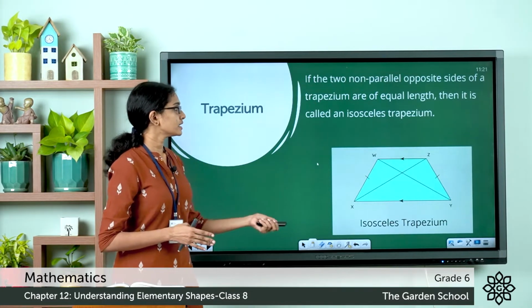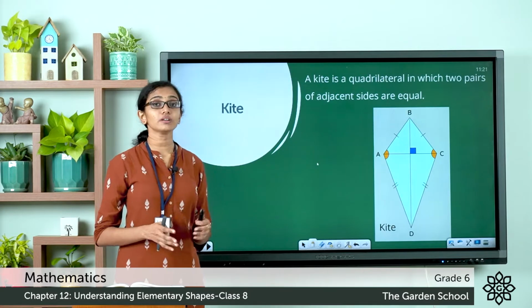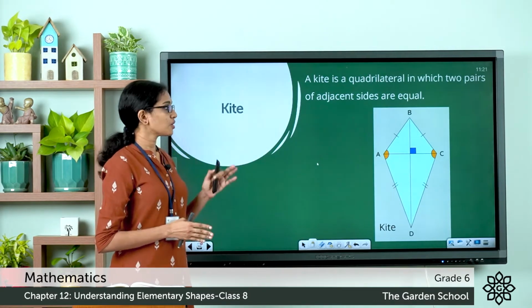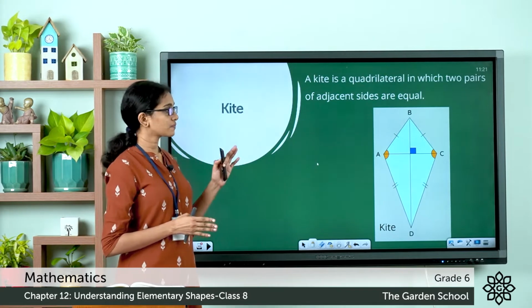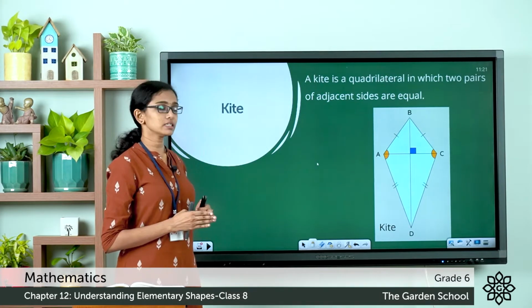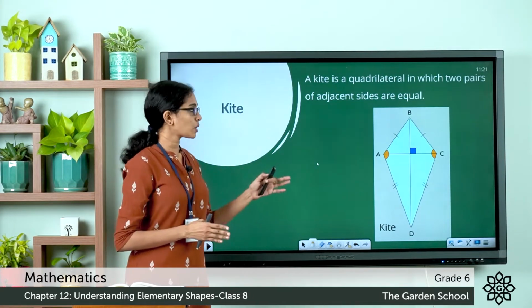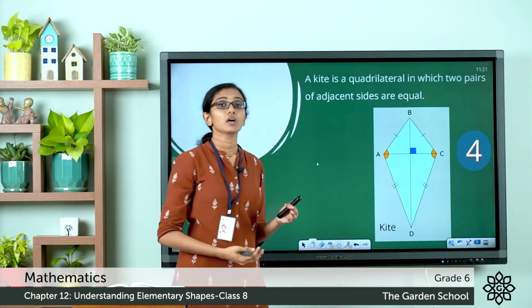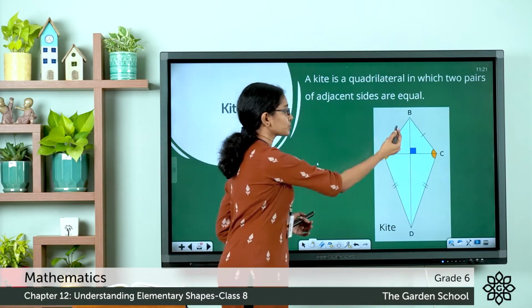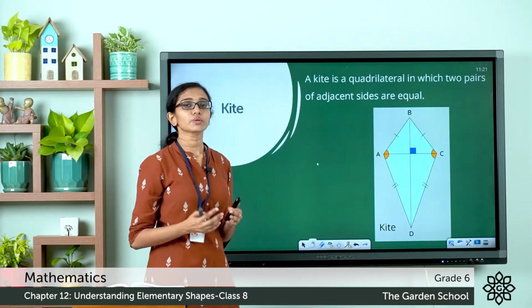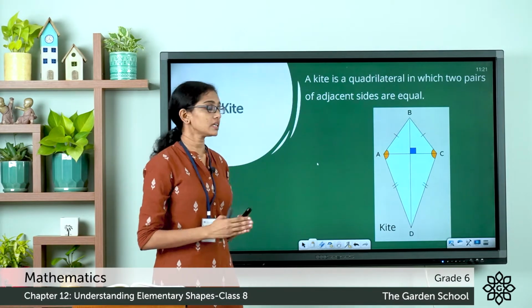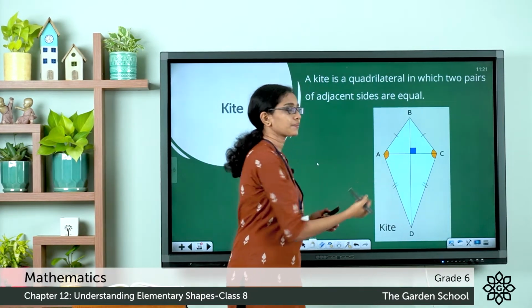Now let's see the next quadrilateral. This is called a kite. See the shape kite? How many sides are there? There are four sides. How many vertices? Four vertices. How many interior angles? Four interior angles are possible. Now how many diagonals? Two diagonals. Now you can see the diagonals of this kite. They intersect each other at right angles.